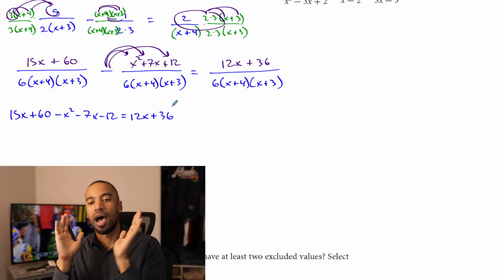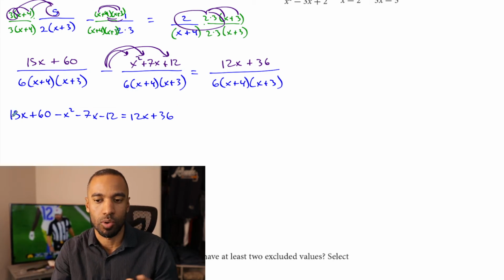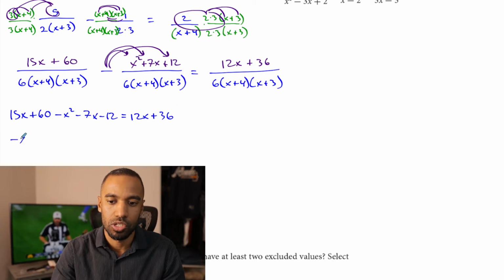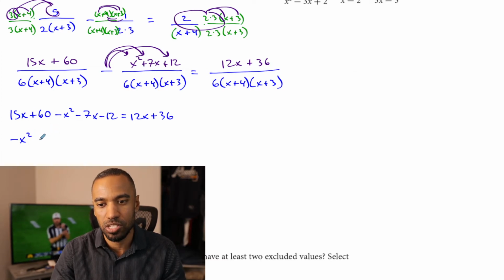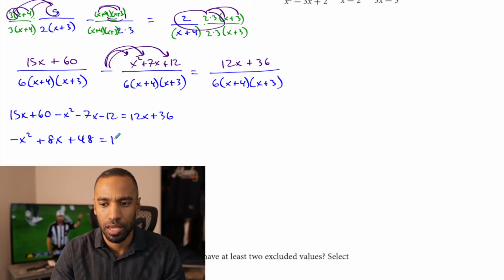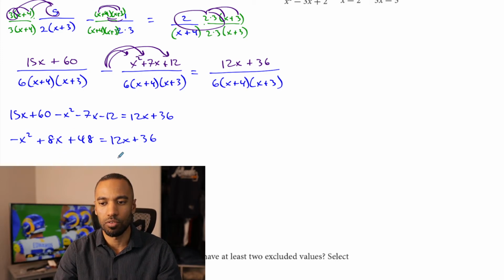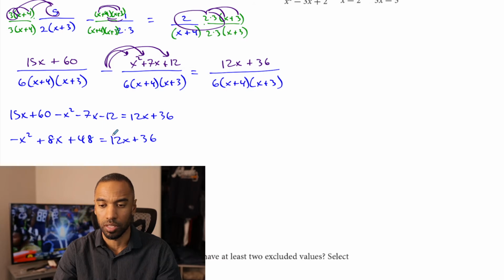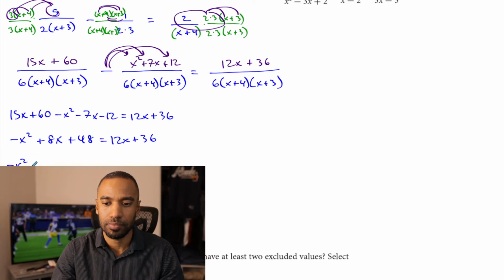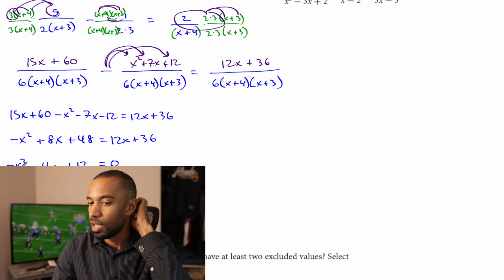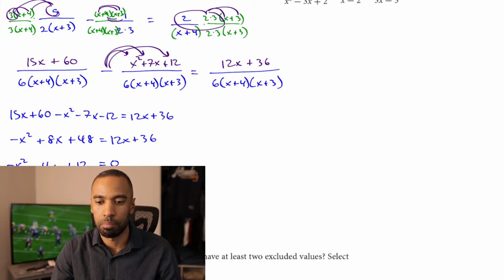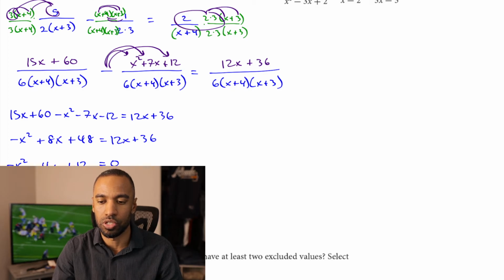Okay, this will be a quadratic. I want a positive x squared term. So I'm going to simplify this. So negative x squared, 15x minus 7x is 8x. 60 minus 12 is 48. And 12x plus 36. Okay, I want my x squared term positive. I'll go ahead and move these terms over, but I'm going to change the signs ultimately. So minus 12x to both sides is minus 4x. And minus 36 here is positive 12. So this equals 0. And now I multiply everything by negative 1. So x squared plus 4x minus 12 equals 0. All right, that cleaned up.